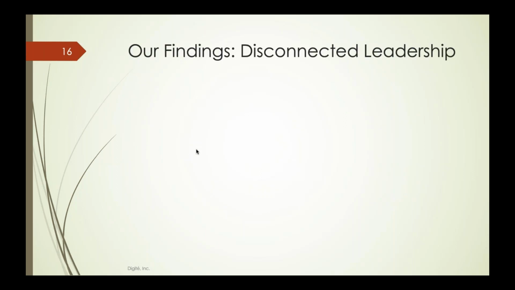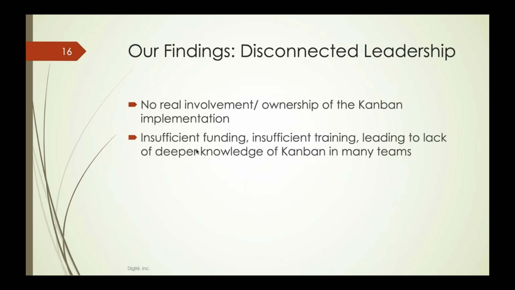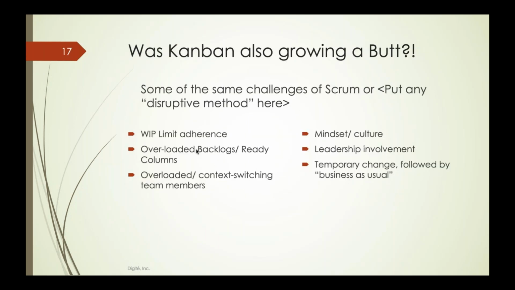One of the other things that we see, and this was a bit of dissatisfaction for us as well, is that we were not getting to interact with the people who were essentially running the organization. The leadership was also disconnected from the implementation of Kanban. So there was really no involvement or ownership of the Kanban implementation from a senior level. I'm going to go ahead and build up this slide.